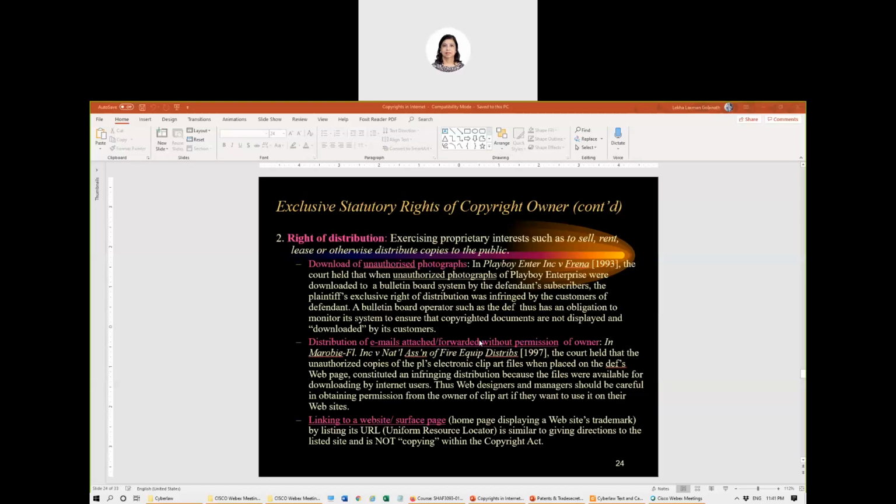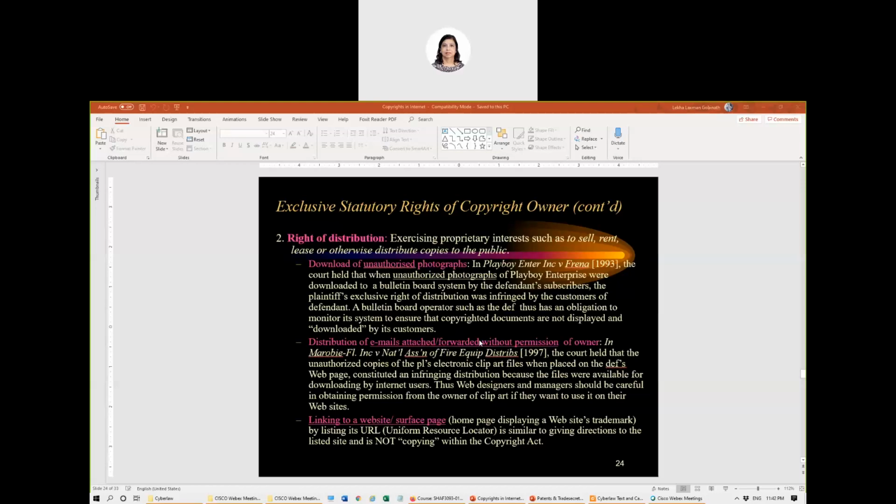Okay, so the court here said that basically the subscribers had infringed the copyright of Playboy Enterprises Incorporated. And of course, in this case, the bulletin board operator had the responsibility of monitoring the system and they didn't do it properly. So they have actually contributed to the infringement of the subscribers. Okay, so they are contributory infringers, whereas the subscribers are the primary infringers.